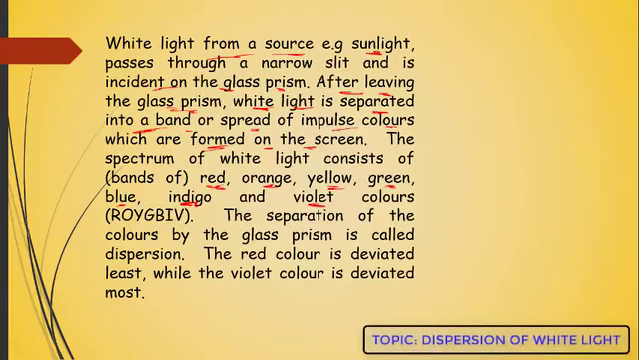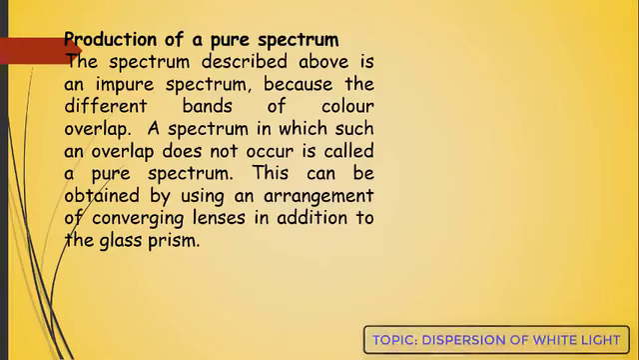The separation of the colors by the glass prism is what we call dispersion. The red color is deviated least. It is deviated least because it is the color that has the longest wavelength, while the violet color, the one with the shortest wavelength, is deviated most. Now let's see how a pure spectrum is produced.